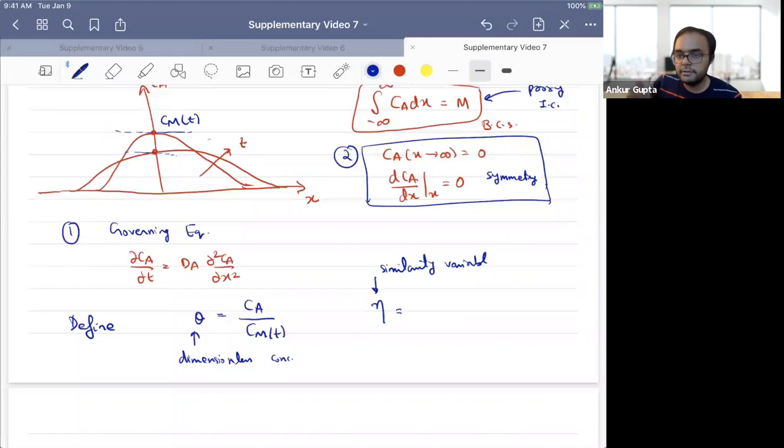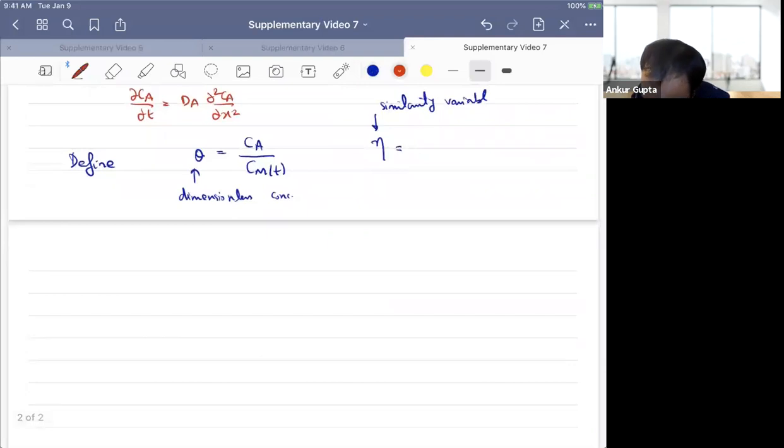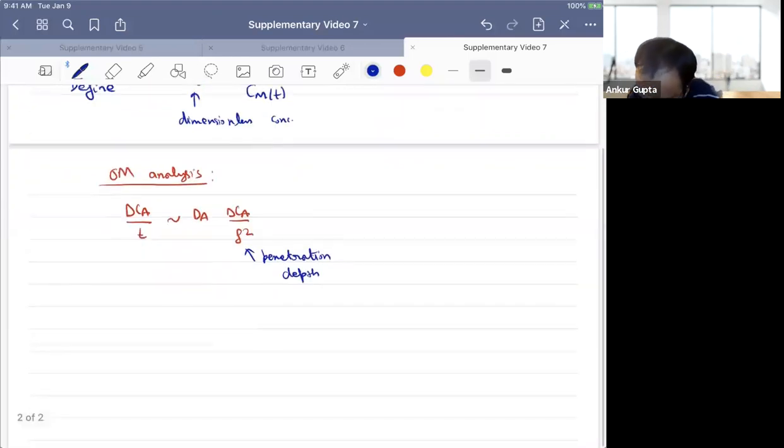So how do we find these two? In the dimensionless concentration, we have defined it, but we still do not know Cm. To get both of them, we will do an order of magnitude analysis. Let's first do the order of magnitude analysis on del C by del t. It becomes delta C by t, which becomes D delta C by delta square. We have discussed before that delta is the penetration depth, or the distance that will feel the effect of concentration change, and this gives us that delta is root Dt.